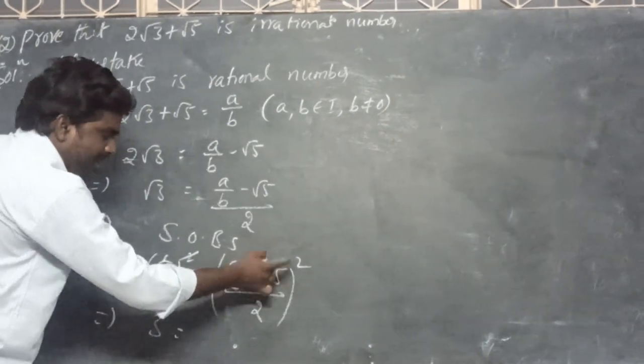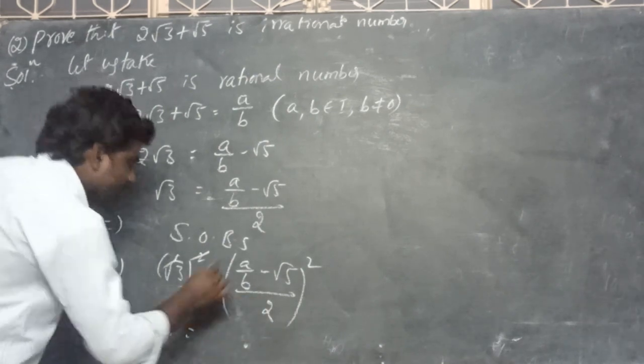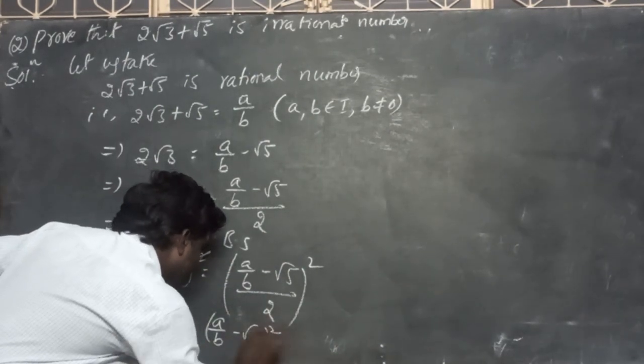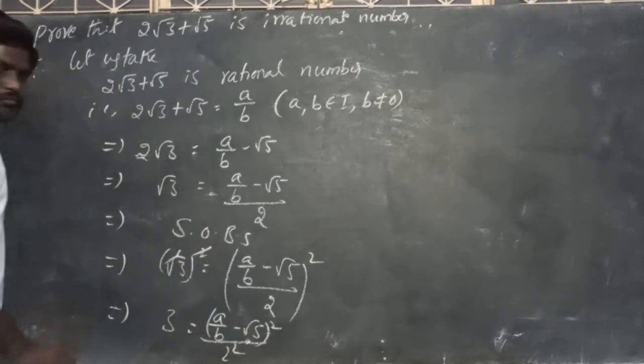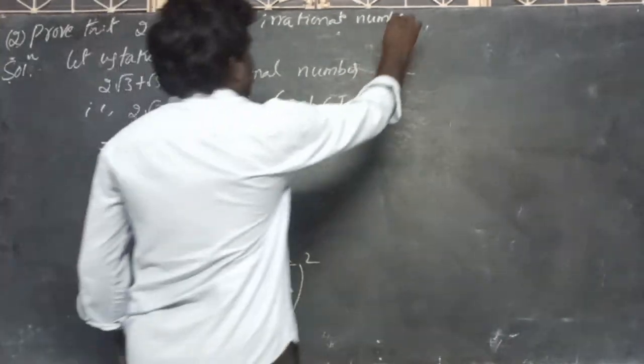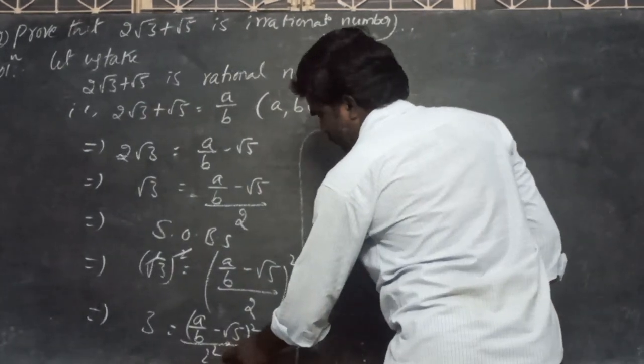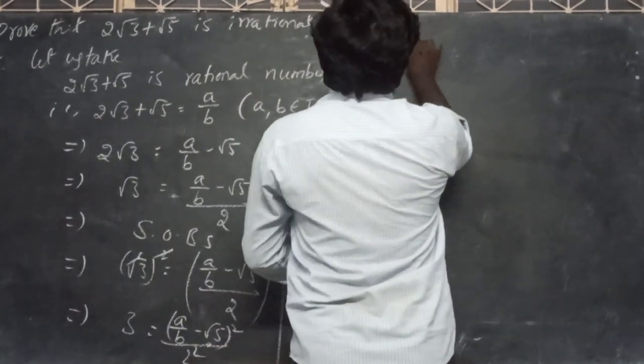X power m by y power m. Okay, so a by b minus root 5 whole square by 2 square. 2 square how much? 4. So 3 is equal.